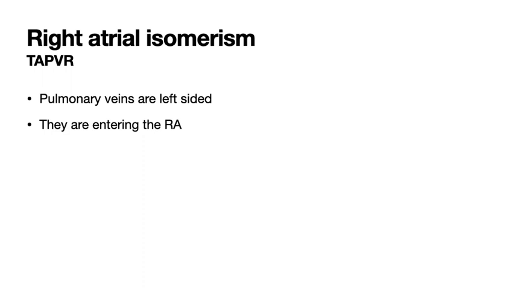Total anomalous pulmonary venous return makes you think of right atrial isomerism. The reason is, pulmonary veins are left-sided, and if you've got a problem or absence with the left side, your pulmonary veins probably aren't doing what they're supposed to do and going into the left atrium. They're going into the right atrium.